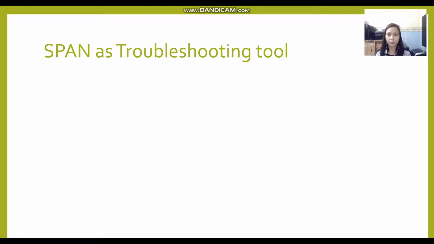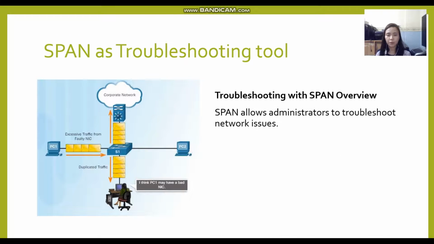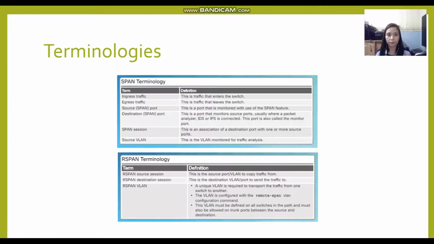Span as a troubleshooting tool. Troubleshooting with span overview. Span allows administrators to troubleshoot network issues. Older systems with faulty NICs can also cause issues. If span is enabled on a switch to send traffic to a packet analyzer, a network technician can detect and isolate the end device causing the excess traffic.